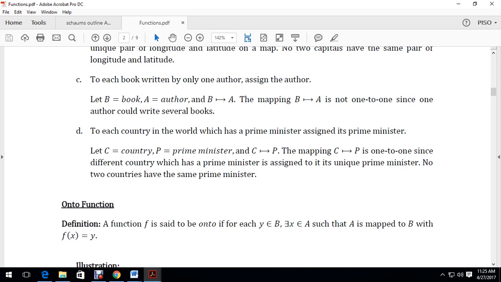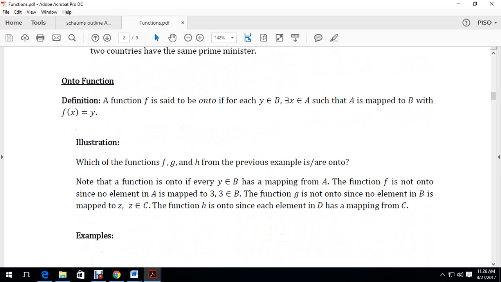Now, letter D. To each country in the world which has a prime minister, assign its prime minister. Let us take C as the country and P as the prime minister, and thus we have the mapping from C to P. Now, the mapping from C to P is of course a one-to-one function, since different countries having a prime minister have a unique prime minister. No two countries have the same prime minister. So this qualifies as a one-to-one function.